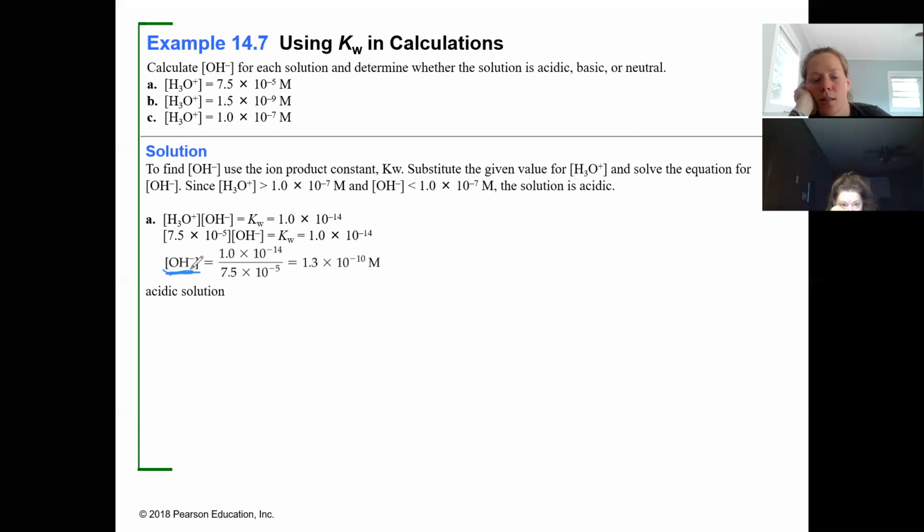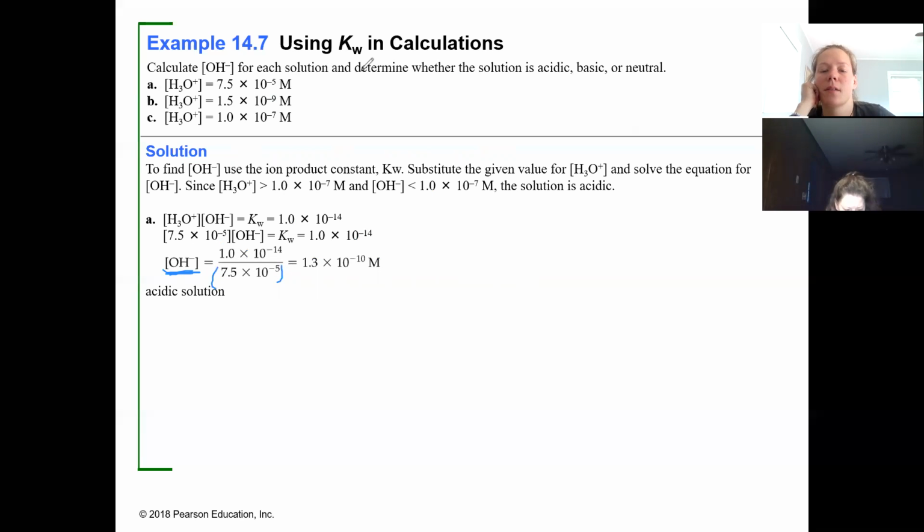So our OH concentration is 1.0 times 10 to the negative 14 divided by 7.5 times 10 to the negative 5th, and we get 1.3 times 10 to the negative 10th. Okay. If you didn't get 1.3 times 10 to the negative 10th, if your exponent was off, make sure you're putting this in parentheses or use the EE button.